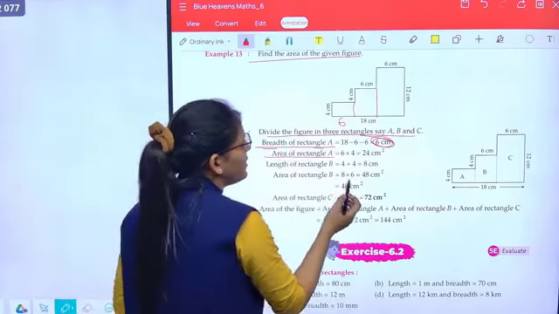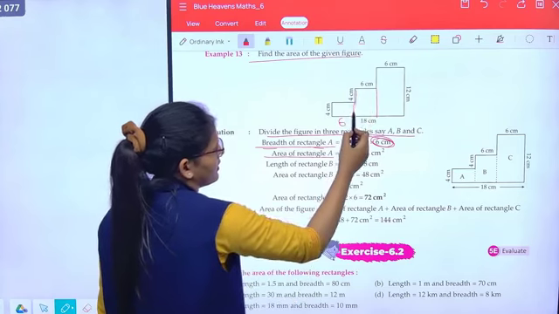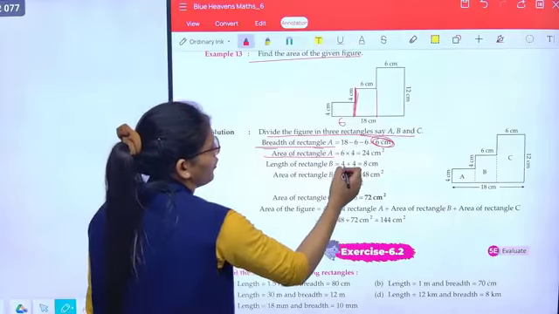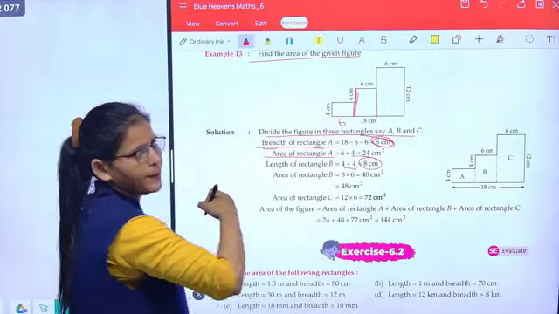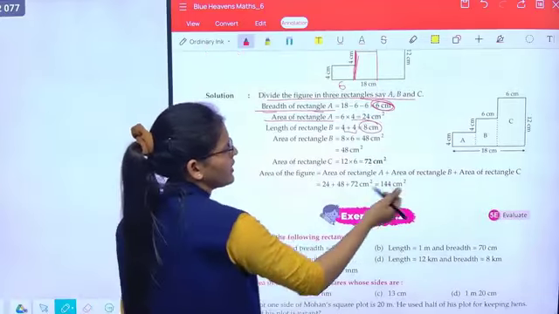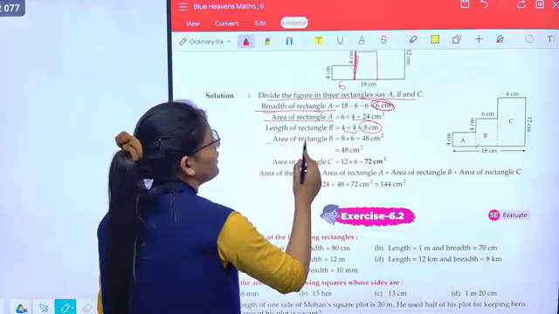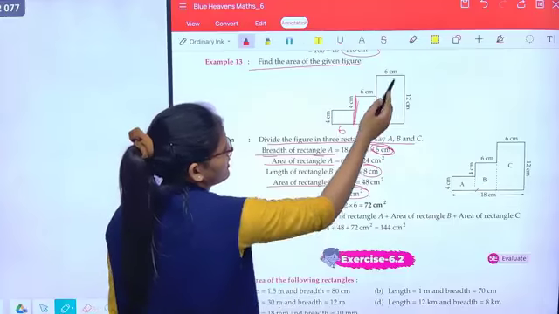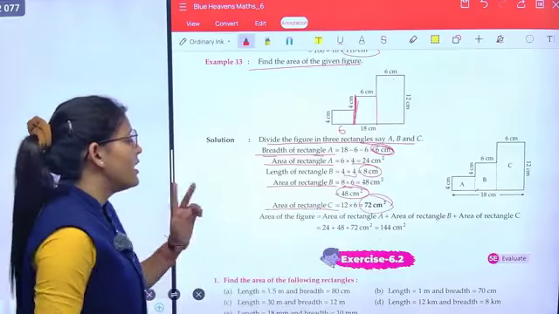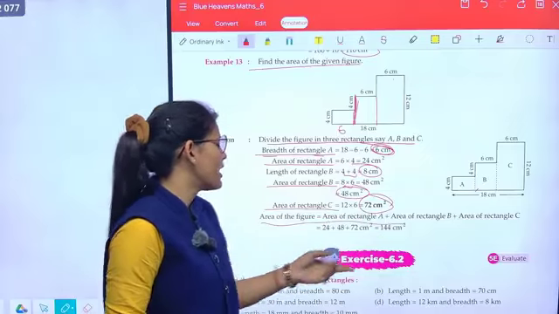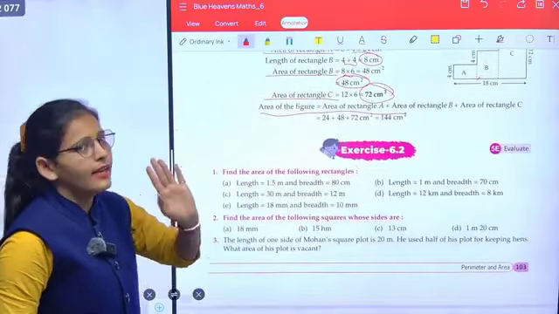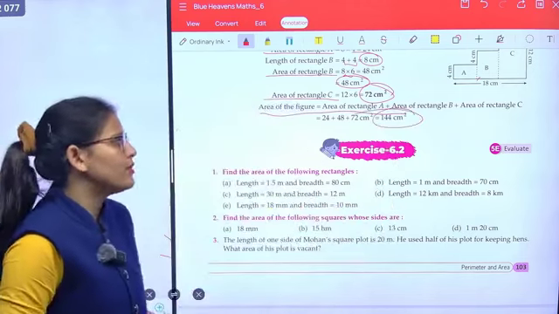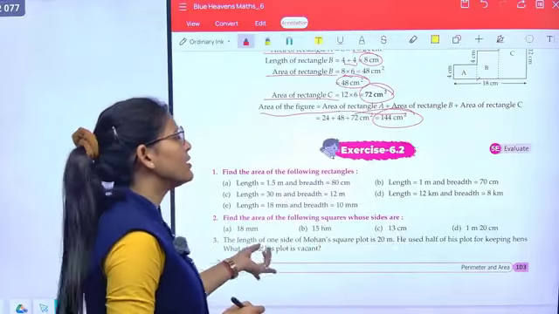Now length of rectangle B. Length, class. Rectangle B, that is 4 plus 4, 8 centimeter. Okay class, you can see here. Now area of rectangle B, 8 sixes are 48. Now class, area of rectangle C, 12 multiplied by 6, 72 centimeter. Now class, area of the figure is equal to area of rectangle A plus rectangle B plus rectangle C, 144 centimeter square.